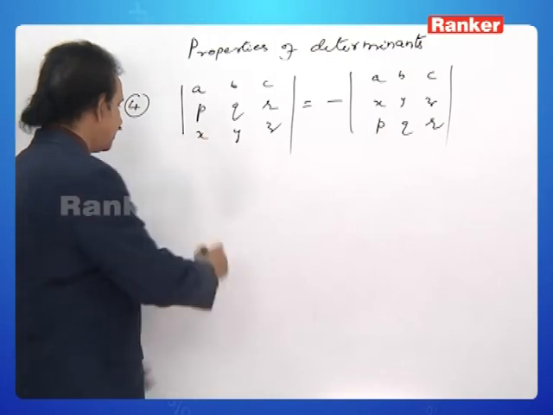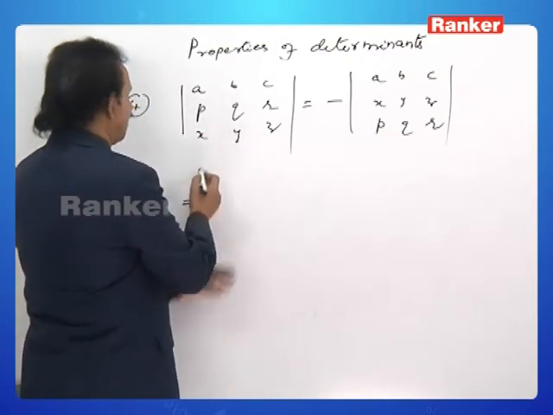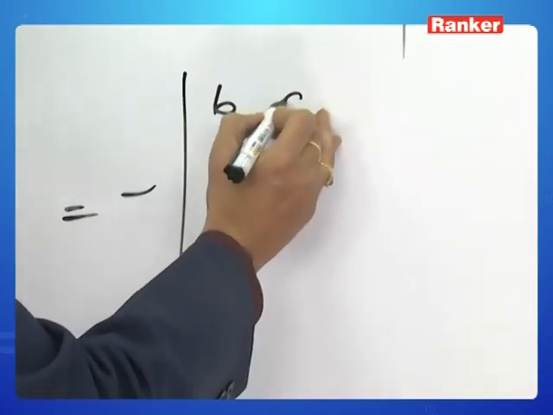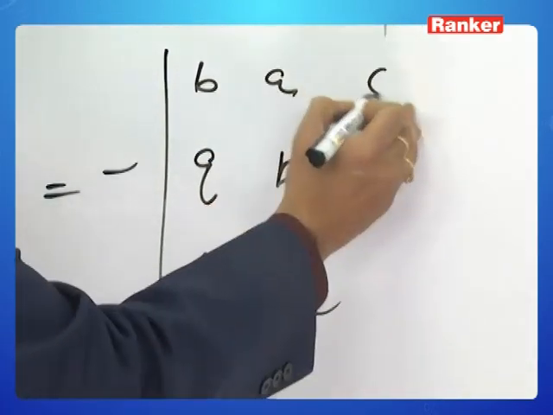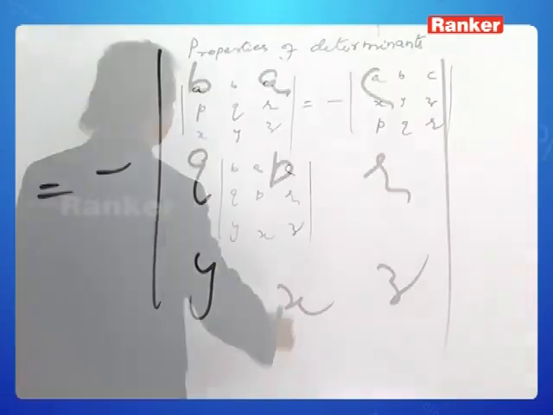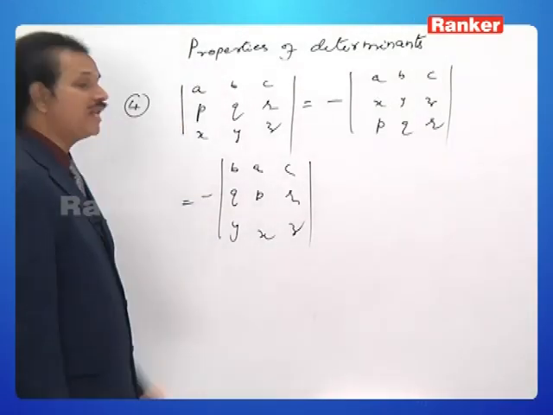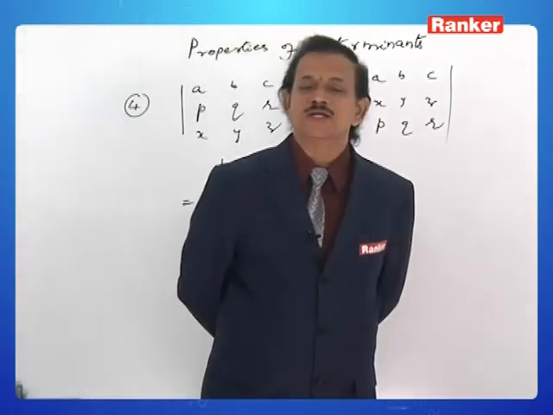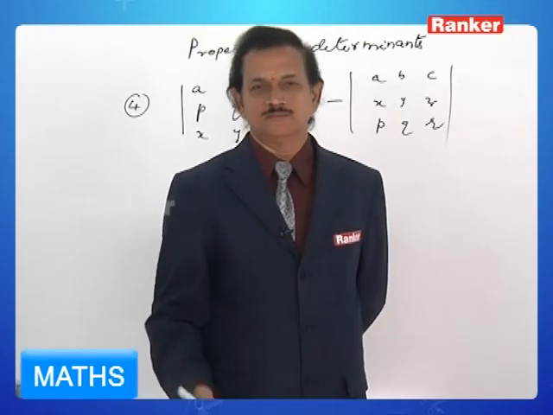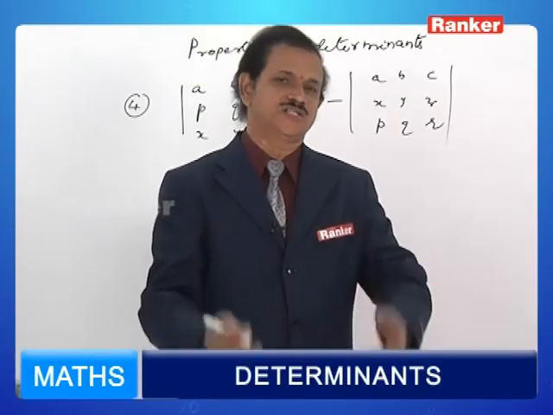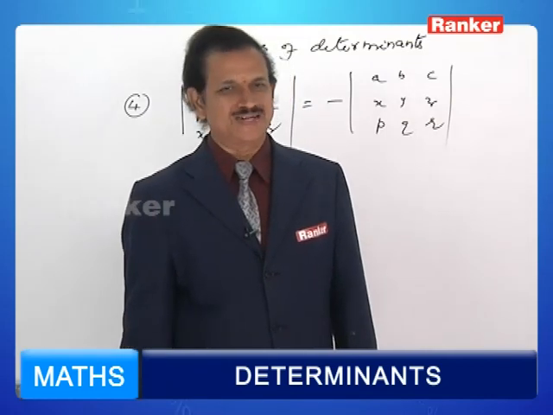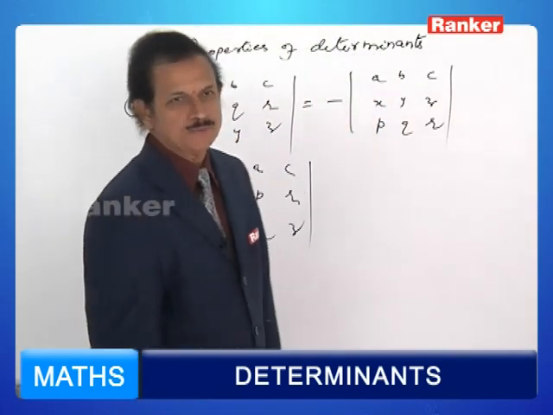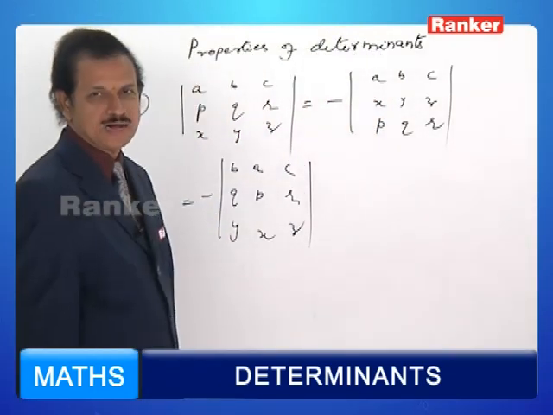Yes. And here, suppose I have interchanged first column and second column. What happens? B, Q, Y, A, P, X, C, R, Z. Then also, this property says that if the elements of any 2 rows or any 2 columns in a determinant are interchanged, then the value of the determinant gets the opposite sign. Yes, this is this property.